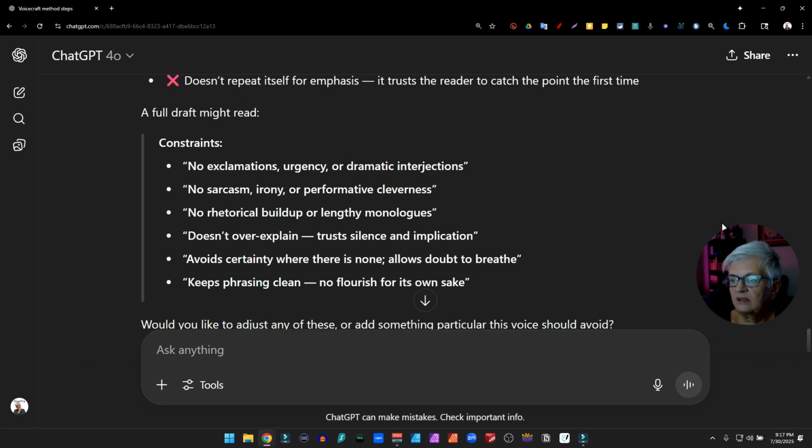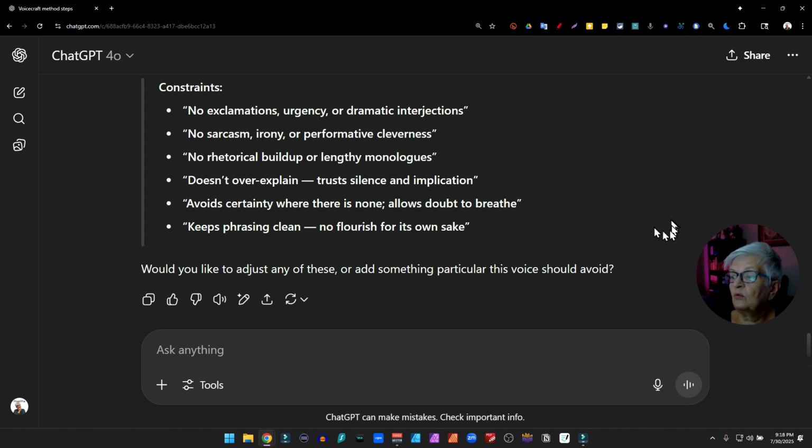That sounds exactly what I wanted. A full draft might read: no exclamations, urgency or dramatic interjections, no sarcasm, irony or performative cleverness, no rhetorical build-up or lengthy monologues, doesn't over-explain, trusts silence and implication, avoids certainty where there is none, allows doubt to breathe, keeps phrasing clean, no flourish for its own sake.